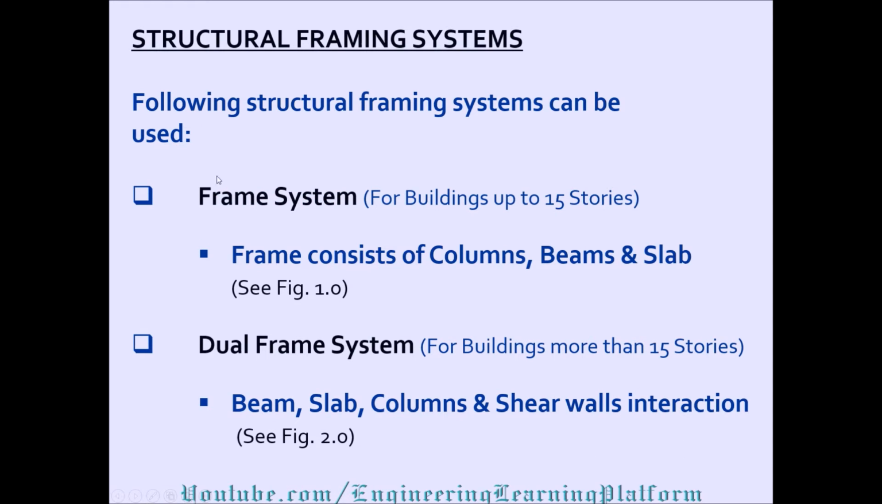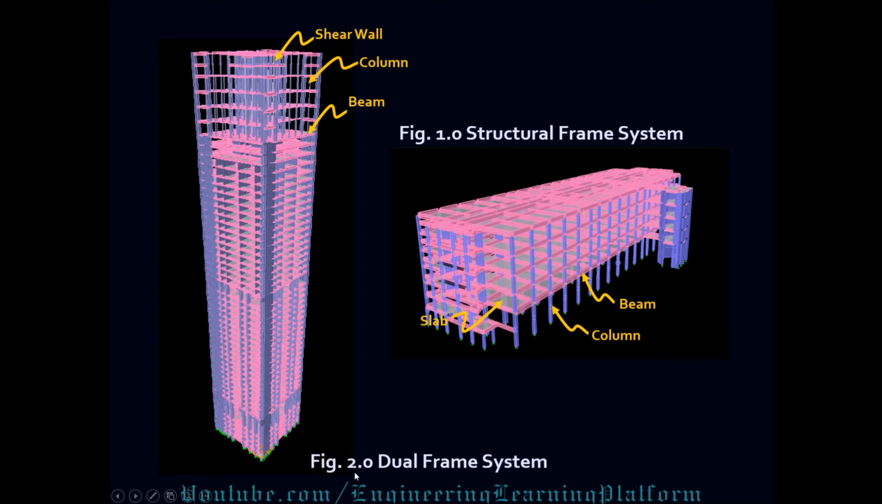The following structural framing systems can be used. Frame system for buildings up to 15 stories. A frame consists of columns, beams, and slab. Dual frame system for buildings of more than 15 stories. Beam, slab, column, shear wall interaction. The figures will be shown shortly.